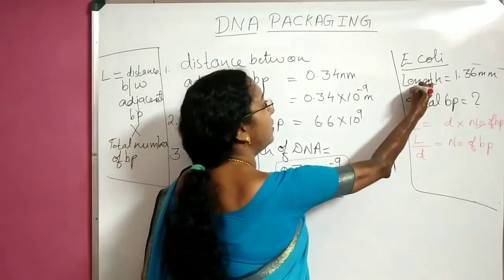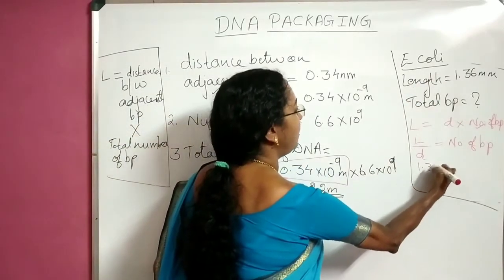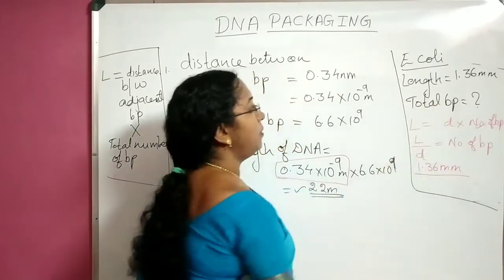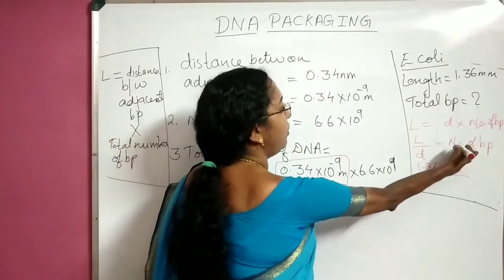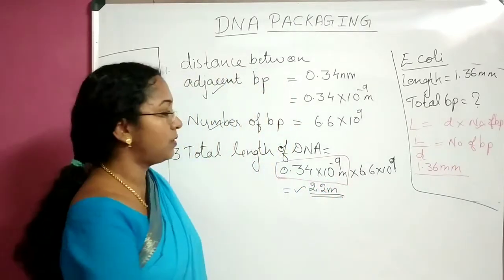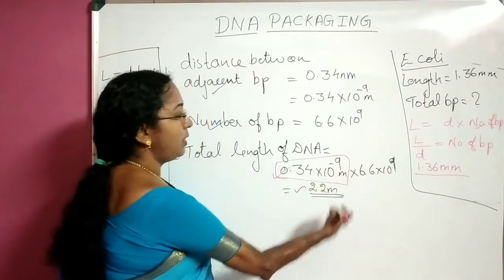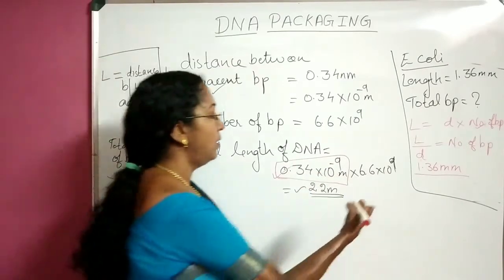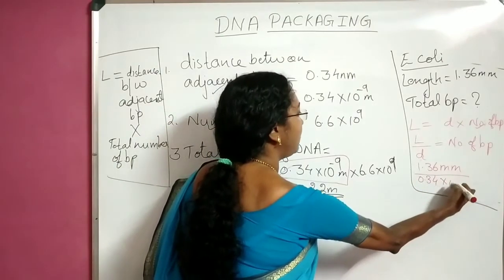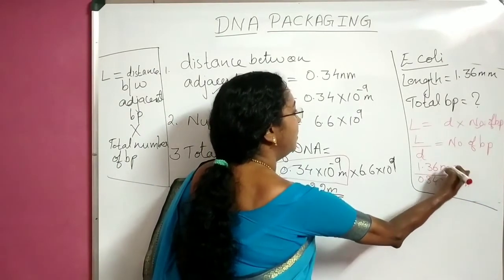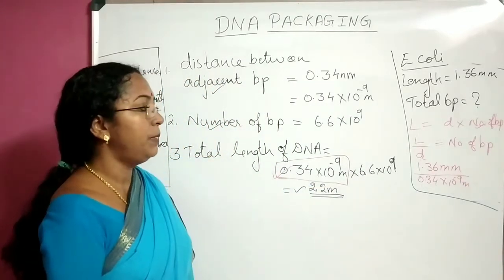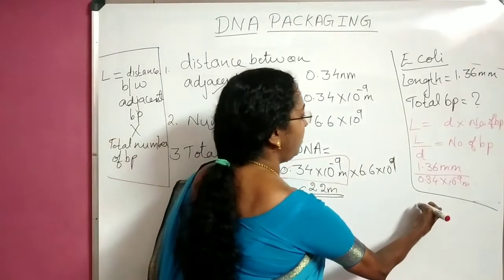What is the length? The length is given as 1.36 millimeters. What is the total number of base pairs? That you have to find out. So divide by the distance between adjacent base pairs. That is always a constant value, as I told you: 0.34 into 10 raised to minus 9 meters. The millimeters you can also change into meters, 10 raised to minus 3 meters. And then ultimately you will get the value.